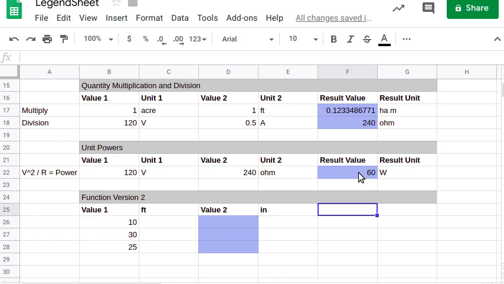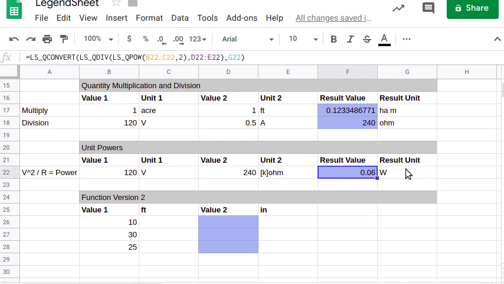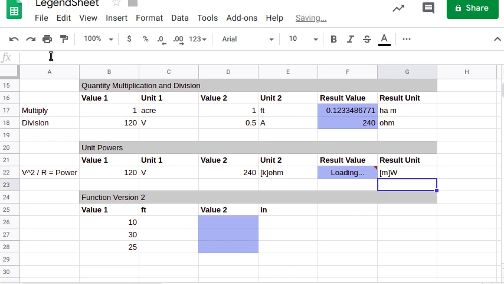It does units for you, and we can do stuff if we had more complex units. So for instance, like a kiloohm here, and we have now 0.06 watts, or maybe I want to put it in milliwatts, so it makes more sense. So it's a little bit nicer to read.